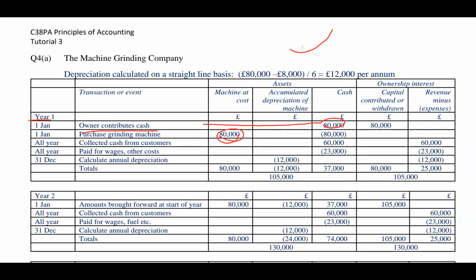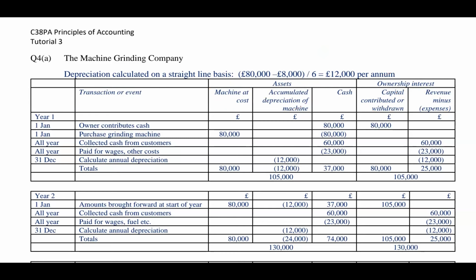So this is the cost of the non-current asset. Basically, the format to be understood: first of all, the name of the transaction, then you put the non-current asset at cost, then you have accumulated depreciation of that non-current asset, then you have cash, the cash that has been put into that asset, then you have the owner's interest. Under the owner's interest, you have the capital that has been contributed, and then we have the revenue part, the profit part, which is revenue minus expenses.